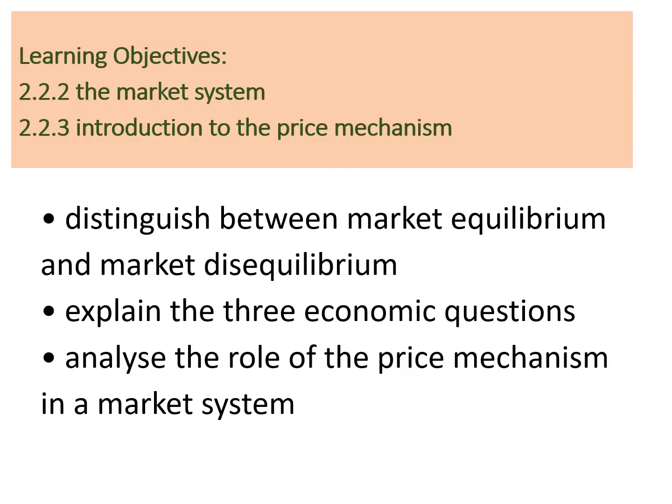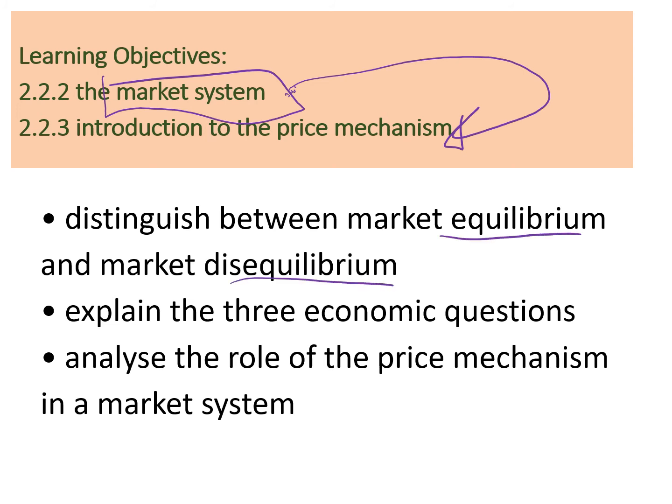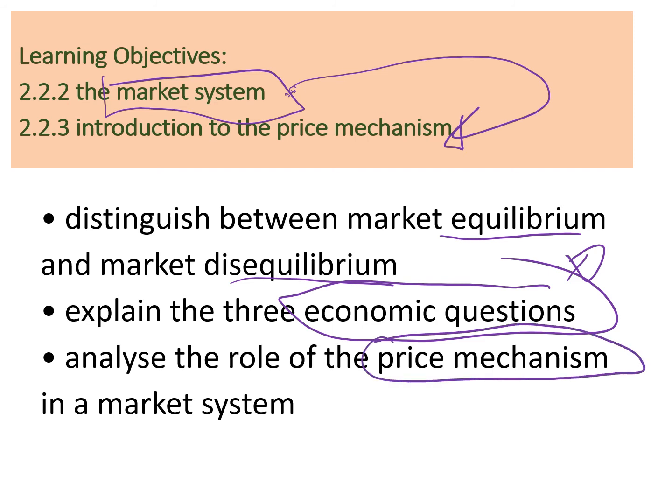Now we are starting 2.2.2, which is the market system only, okay? And as we said when we were talking about the market system, remember before I told you I will be explaining the price mechanism. So these are the objectives. Distinguish between market equilibrium and market disequilibrium. So what do these terms mean? And we need to explain the three economic questions again, which were what, how, and for whom to produce goods and services. And then we will analyze the role of the price mechanism in a market system.